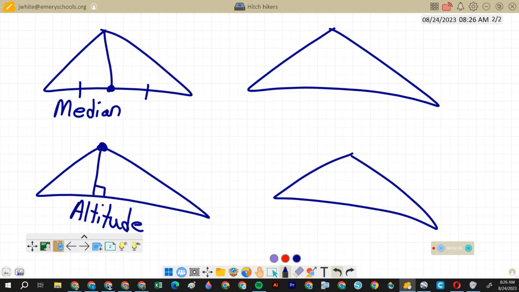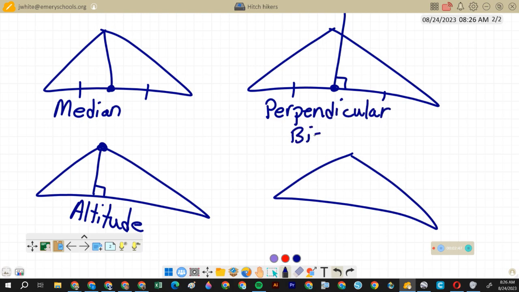If you bisect a side and then create a segment that is perpendicular to that side, so we bisect this side, and we draw a perpendicular line, that is called a perpendicular bisector. And then the only thing that we haven't done is bisecting an angle. That is called an angle bisector.